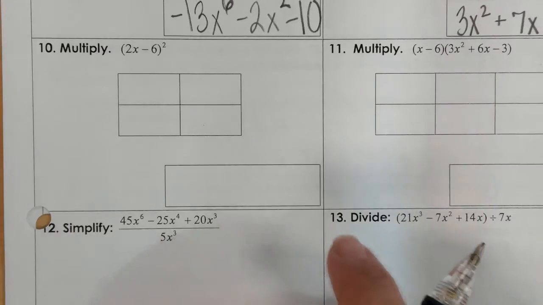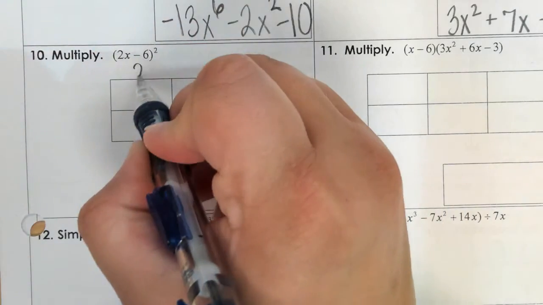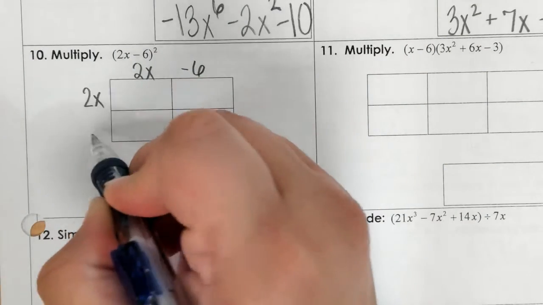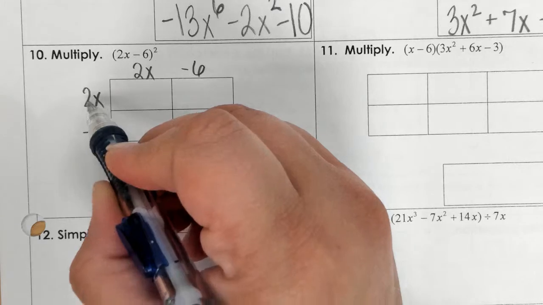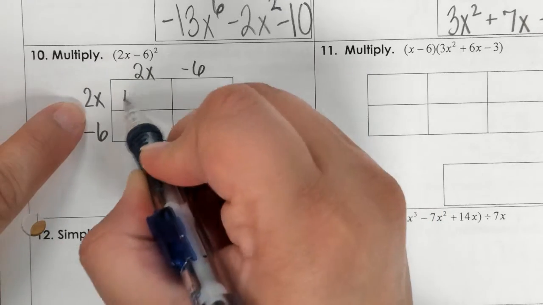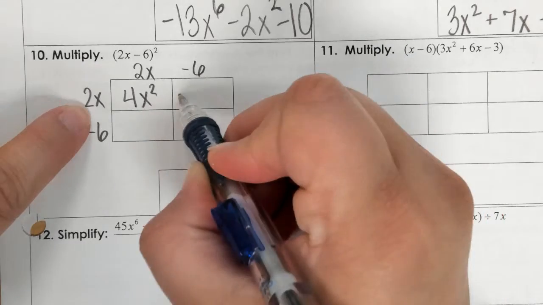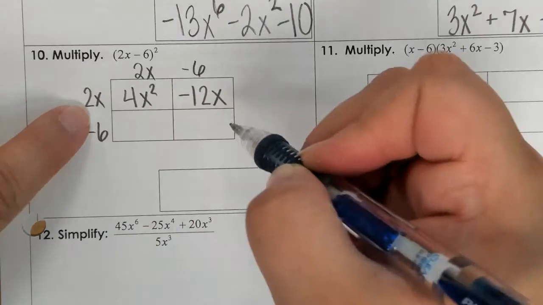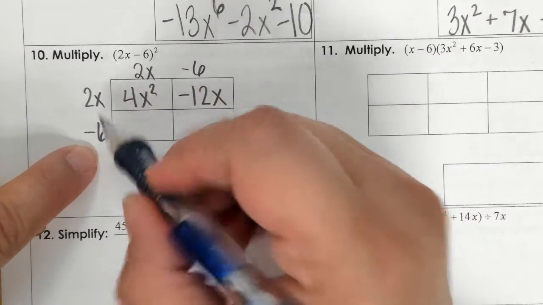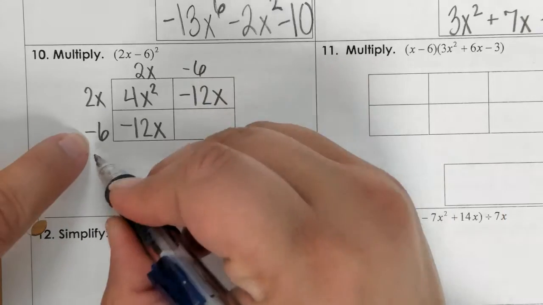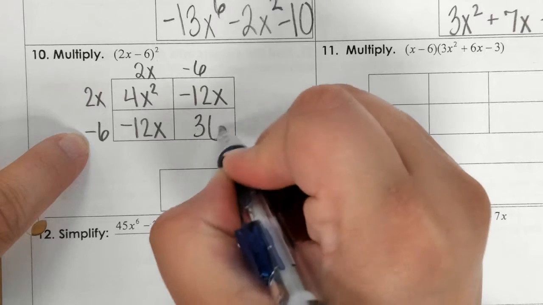In number 10, the 2x minus 6 squared means that you're writing that twice. 2x and then negative 6, and then 2x and negative 6. And then we multiply. So 2x times 2x would be 4x squared. 2x times negative 6 is negative 12x. 2x times negative 6 again is negative 12x. And then negative 6 times negative 6 is a positive 36.